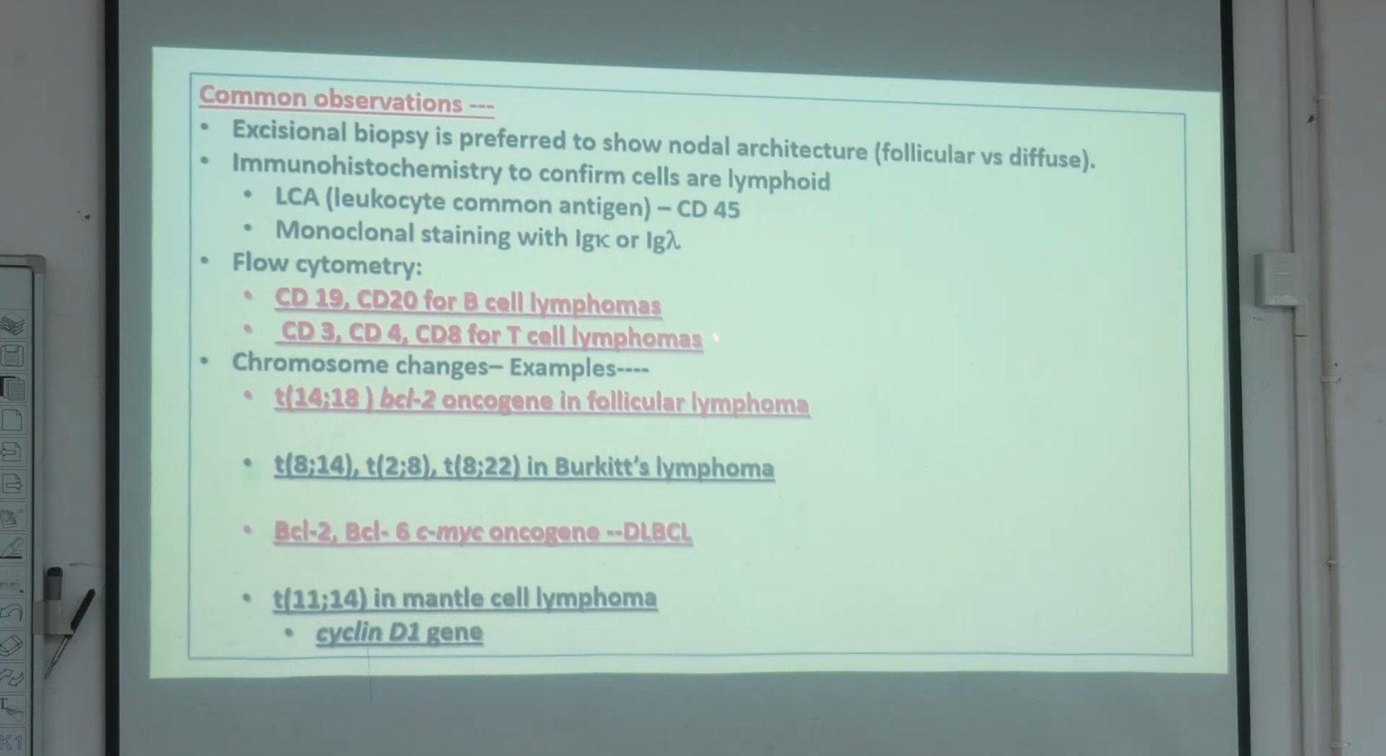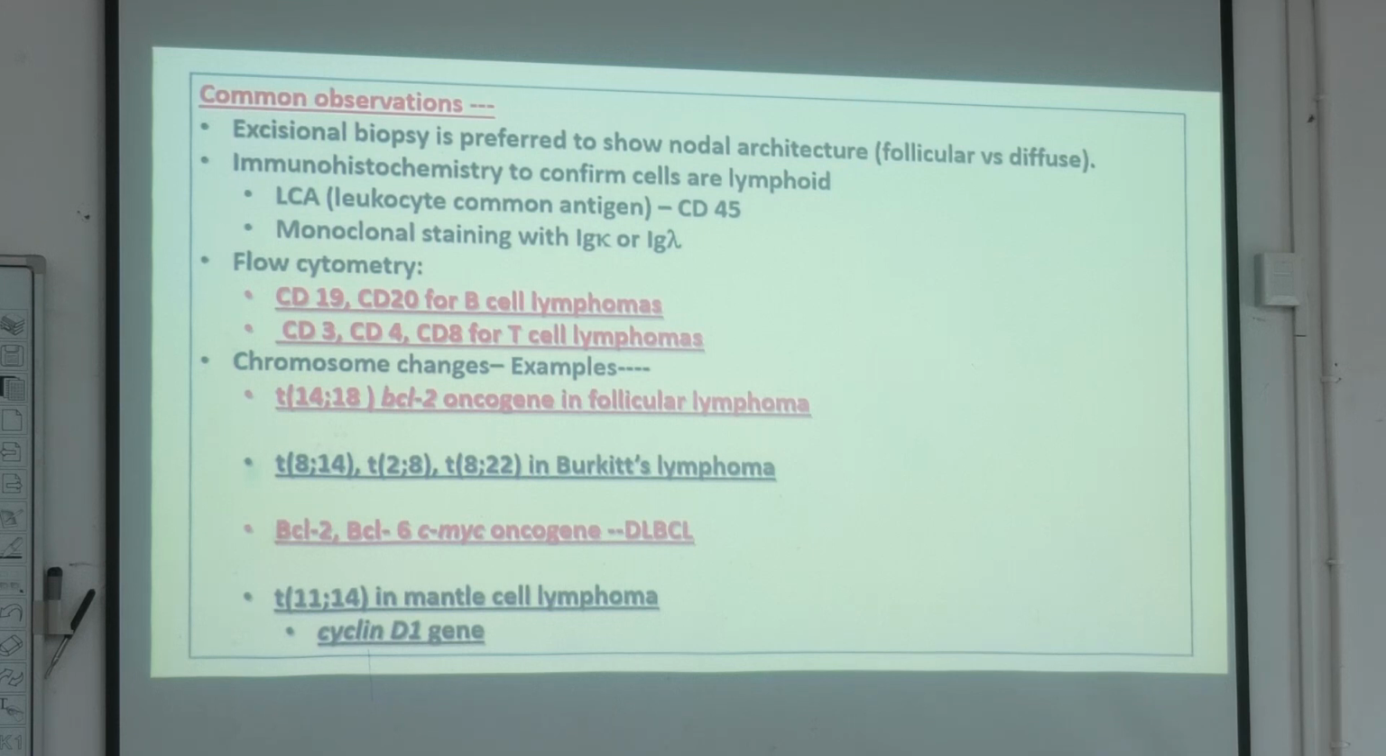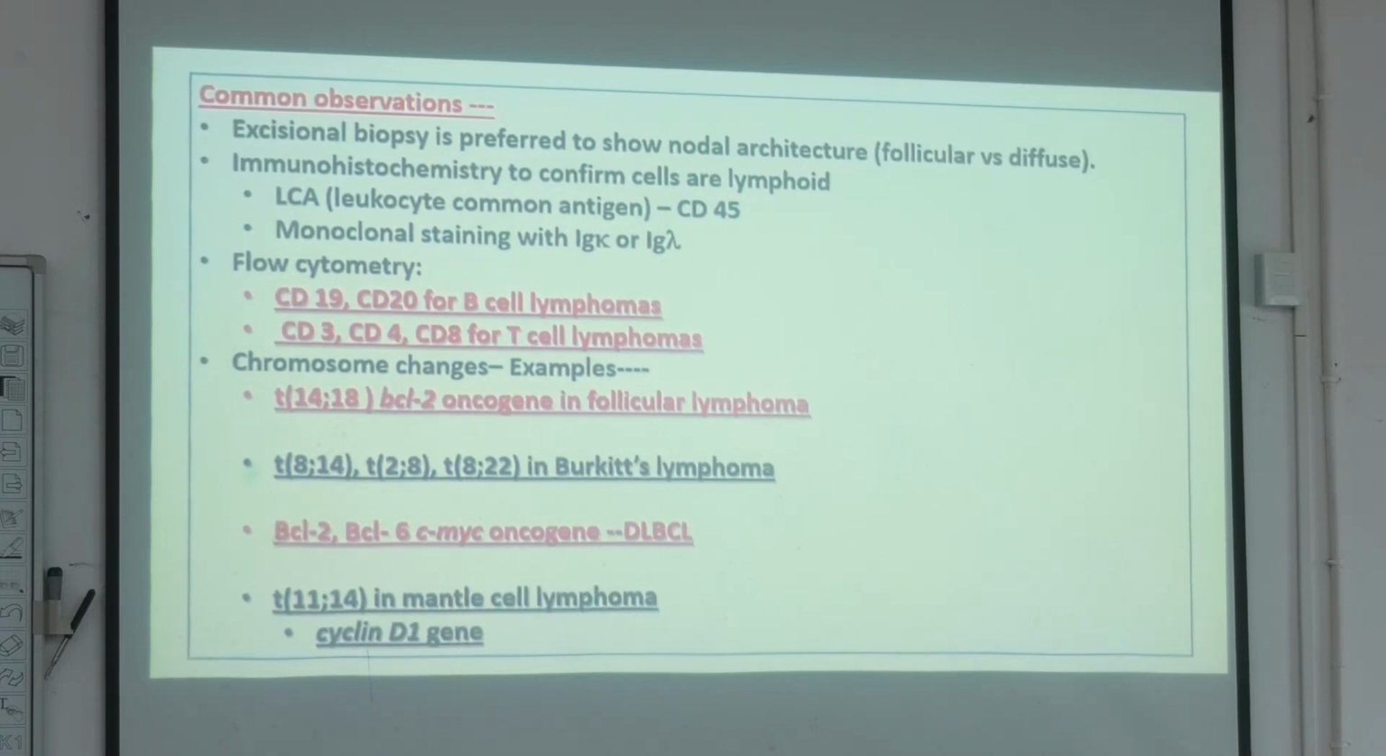Again, there are the chromosomal changes that occur. For example, in follicular lymphoma, that is the BCL2 oncogene, the 14-18 translocation. For Burkitt lymphoma, that is the 8-14, 2-8 and 8-22 translocation. Then DLBCL is a BCL2, BCL6 translocation. These are the things expressed in a particular type of lymphoma, and from these we will diagnose the case, and outcome and treatment we can identify.